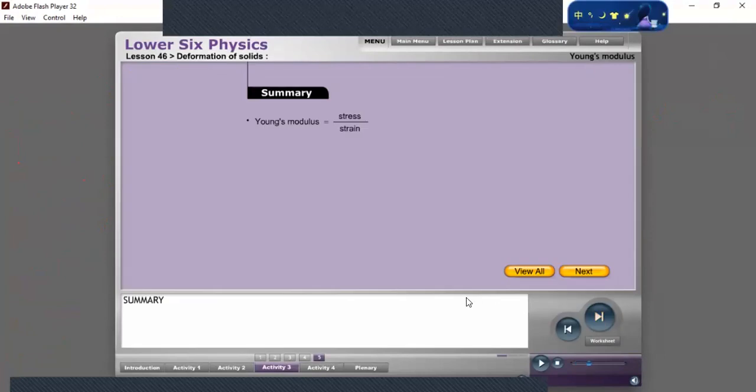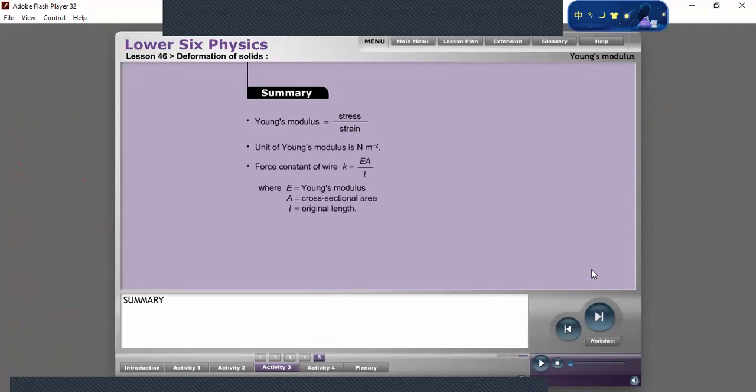Okay. Now, as a conclusion. Summary. Young's modulus equals stress over strain. The unit of Young's modulus is newtons per meter square. The force constant of a wire, K, equals E times A over L, where E is the Young's modulus, A is the cross-sectional area, and L is the original length.